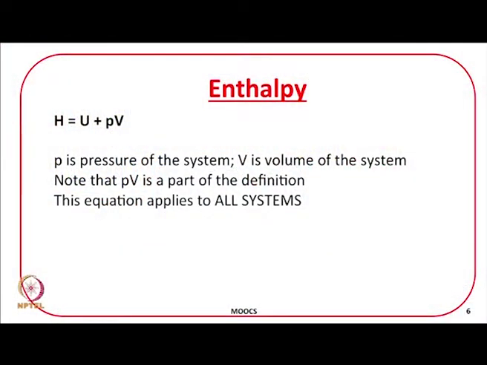How do we define enthalpy? It is a very common question asked in several interviews, and sometimes there is a confusion in the definition of enthalpy, and let us get rid of that confusion. Enthalpy, how do you define enthalpy?